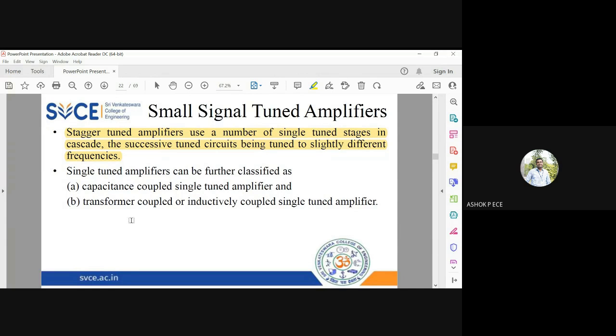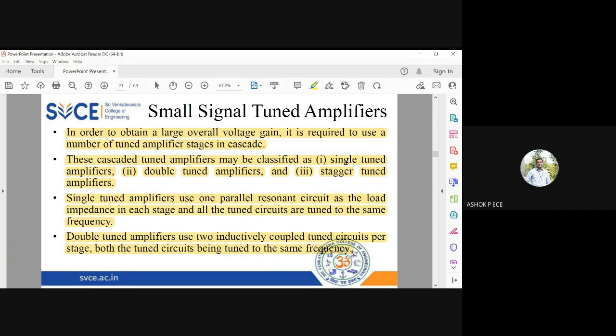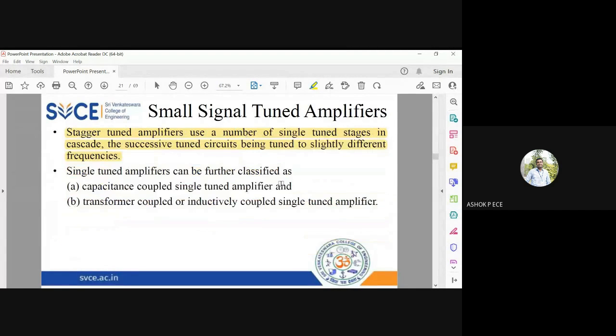So if you have three stages of a stagger tuned amplifier, all three stages will have different values of F naught, but all three F naught values will be very close to each other. Please understand that. So these are the three main categories of a tuned amplifier: single tuned, double tuned, and stagger tuned. We will now narrow down to single tuned amplifiers.